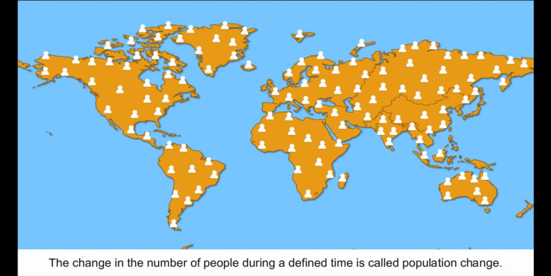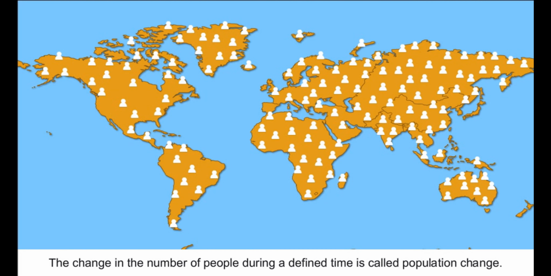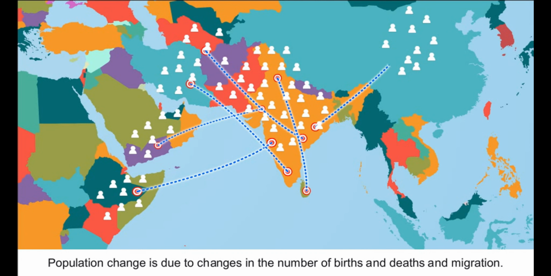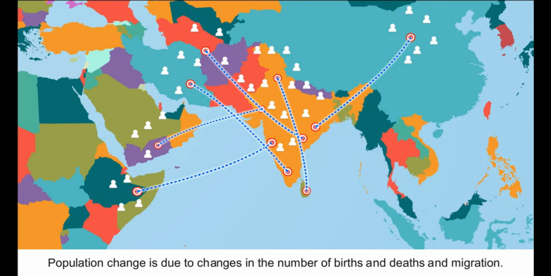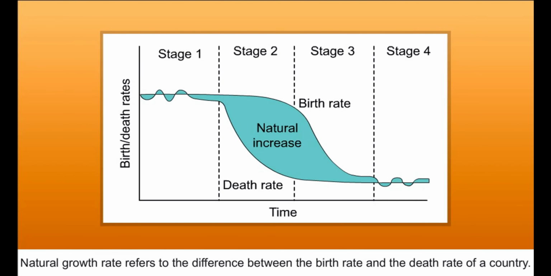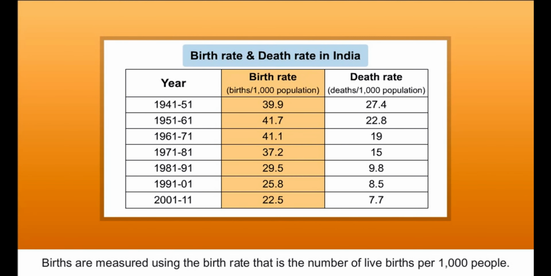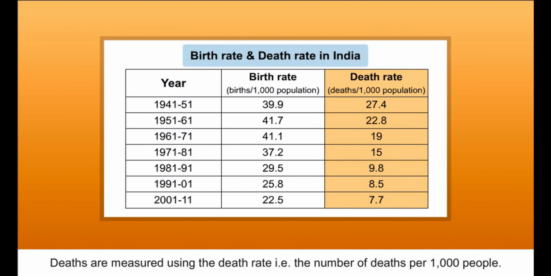Population change. The change in the number of people during a defined time is called population change. Population change is due to changes in the number of births and deaths and migration. Natural growth rate refers to the difference between the birth rate and the death rate of a country. Births are measured using the birth rate, that is, the number of live births per 1,000 people. Deaths are measured using the death rate, that is, the number of deaths per 1,000 people.